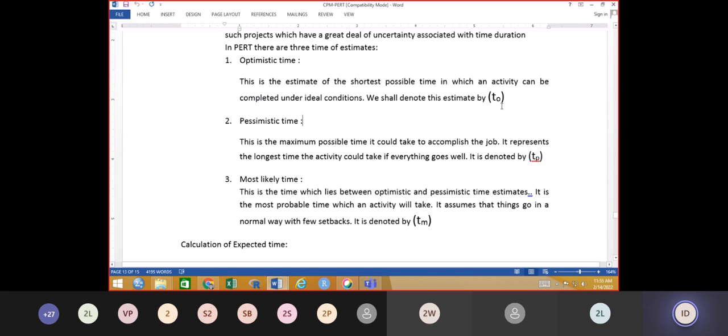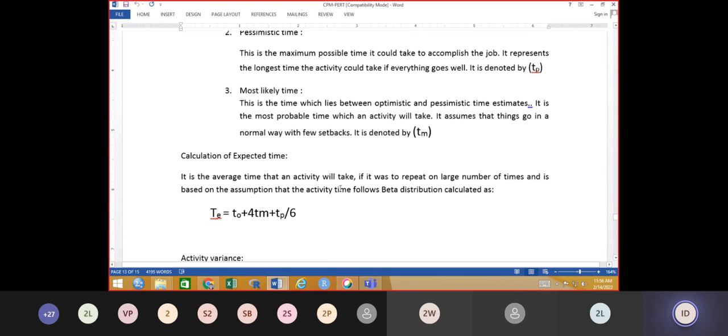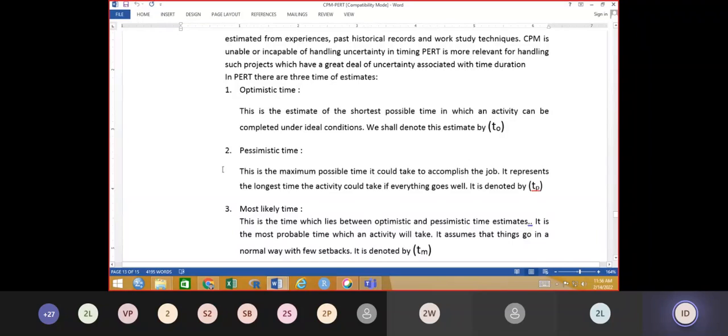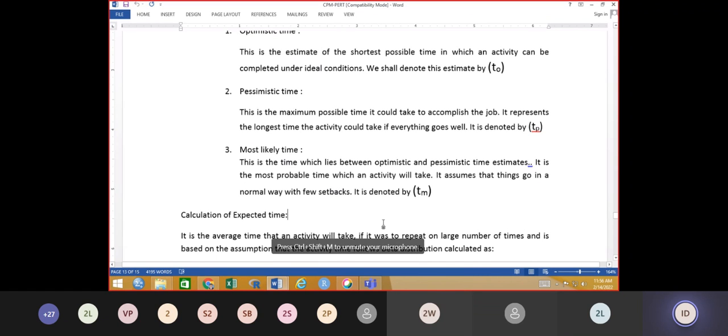So these are the notations TO, TP and TM, right? For the optimistic time, pessimistic time and most likely time. Now, calculation of expected time: these are the three different times we have been given, but from these we have to calculate the expected time, how much time is expected to complete the project, right?